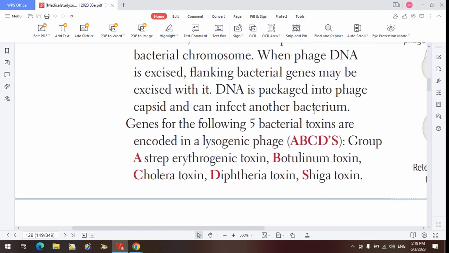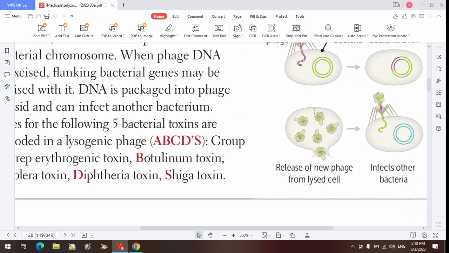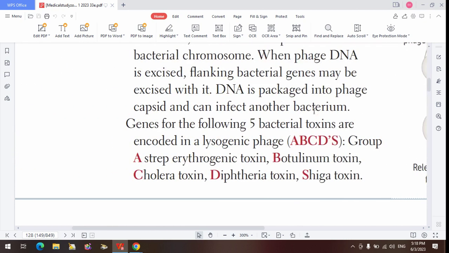Now, one thing I just want us to pick here is that this is a modality for transmission of exotoxins like the group A streptococcal erythrogenic toxin, the botulinum, the cholera, diphtheria, and Shiga toxins. So the code is ABCDX. A is the group A streptococcal erythrogenic toxin. We are going to talk more about this toxin after this area. The B is the botulinum toxin. The C is the cholera, not Clostridium, cholera. The D is the diphtheria, then the S is the Shiga.